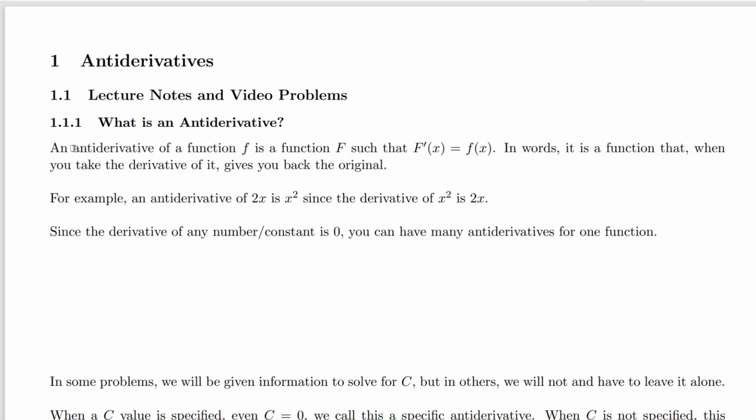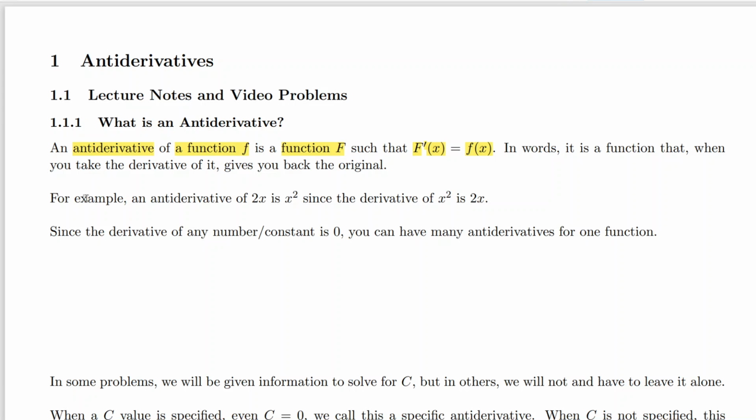So it says an antiderivative of a function f, so lowercase f, is a function capital F, such that when you do the derivative of the capital F, you get back the lowercase f function. So in words, it is a function that when you take the derivative of it, it gives you back the original.